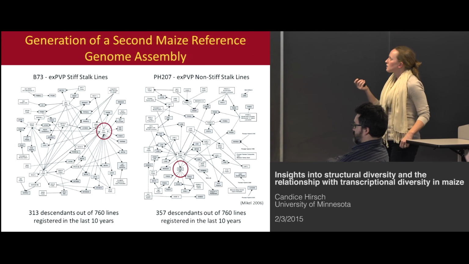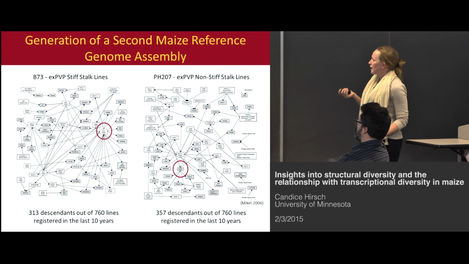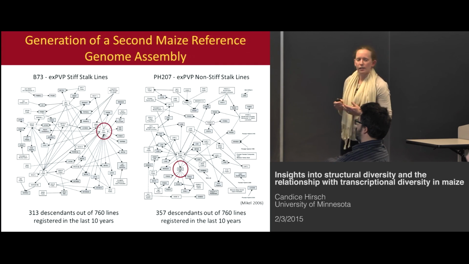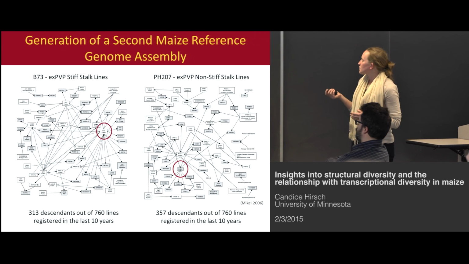This is a non-stiff stalk line, so it's an opposite heterotic group of B73. And it too has a large number of descendants in commercial germplasm. So this was one of the key iodent founder lines for commercial germplasm.